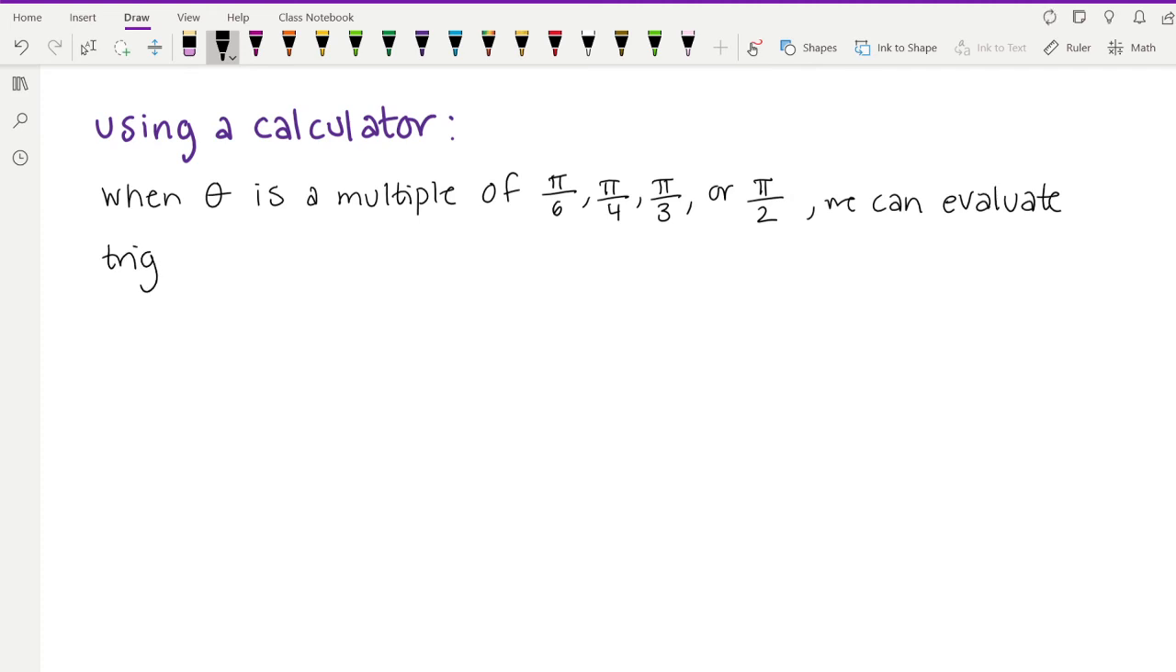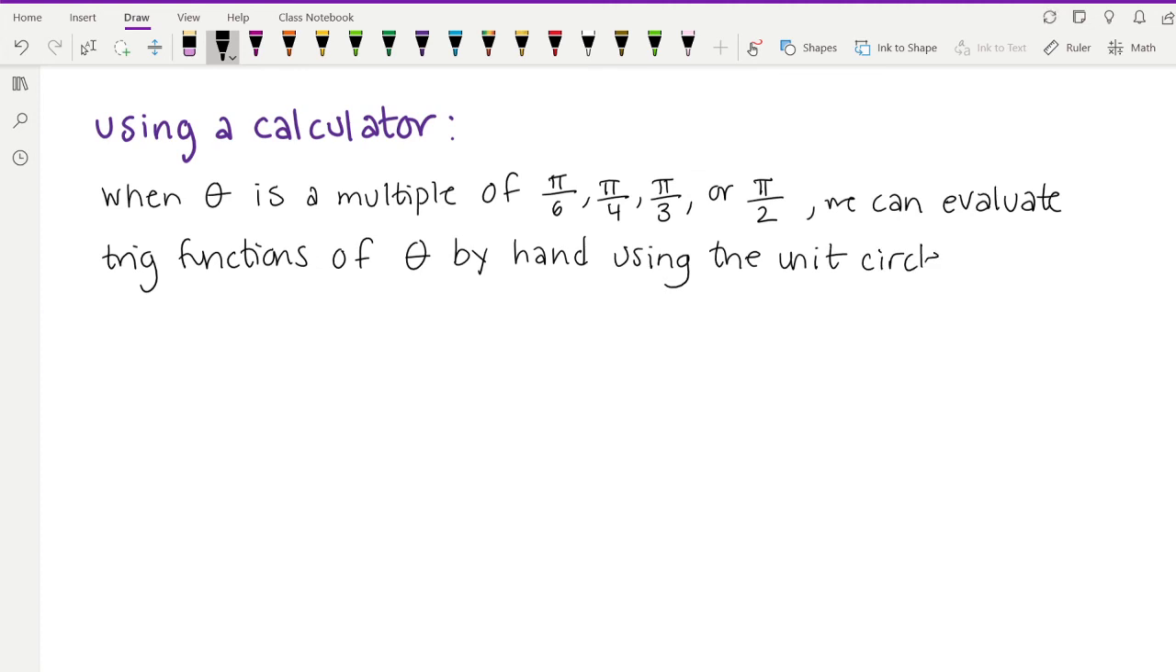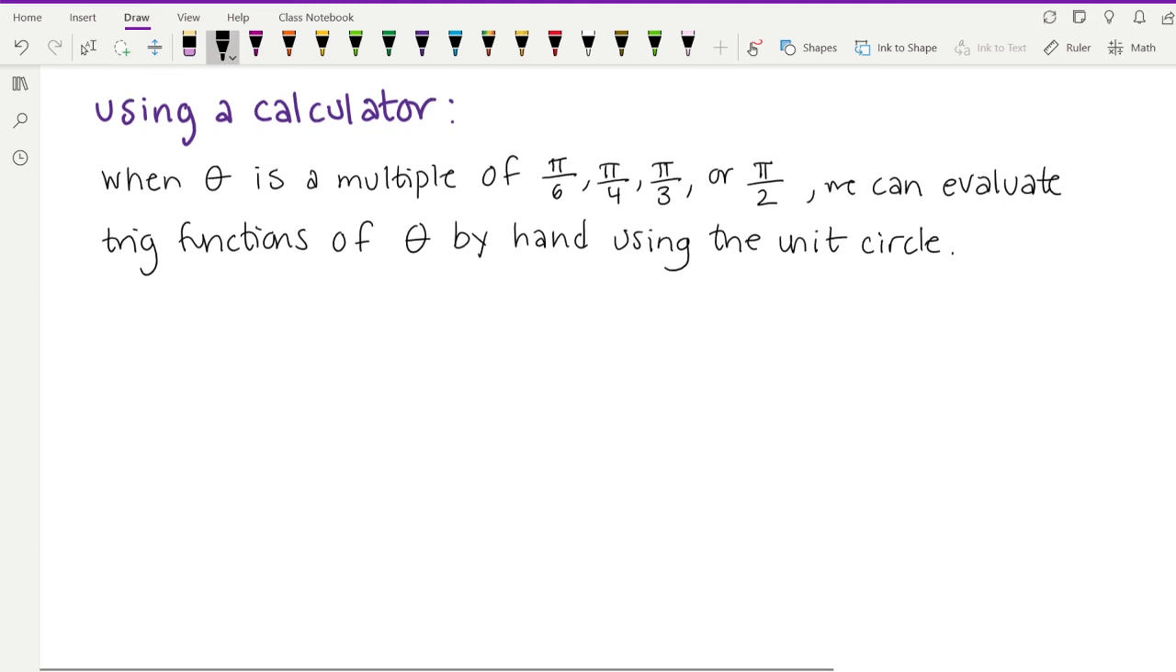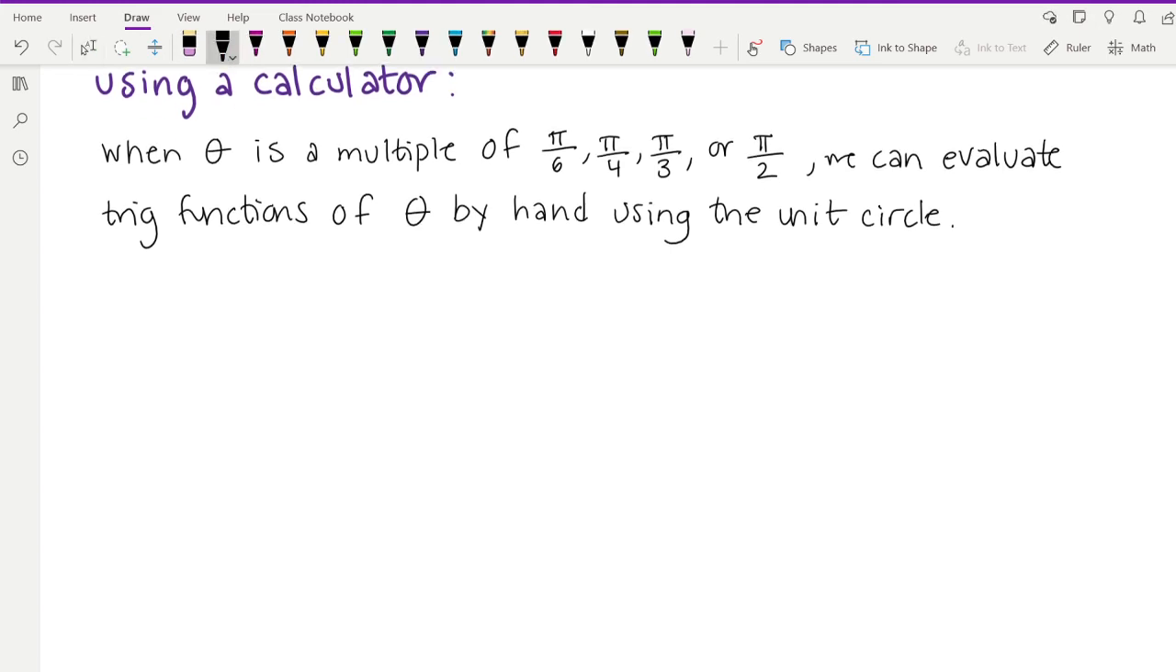So when you have an angle that is a multiple of one of those, we can evaluate trig functions of theta by hand, basically using the unit circle. And when I say using the unit circle, I mean by drawing our special right triangles and figuring out what the sides are and using that to determine sine and cosine, and then all the other ones. However, those aren't the only angles, right? Like there are plenty of other angles.